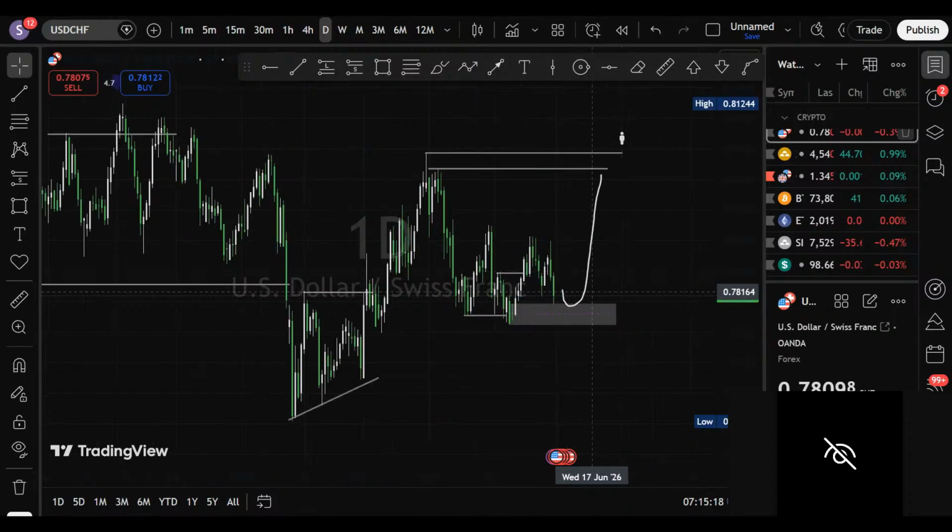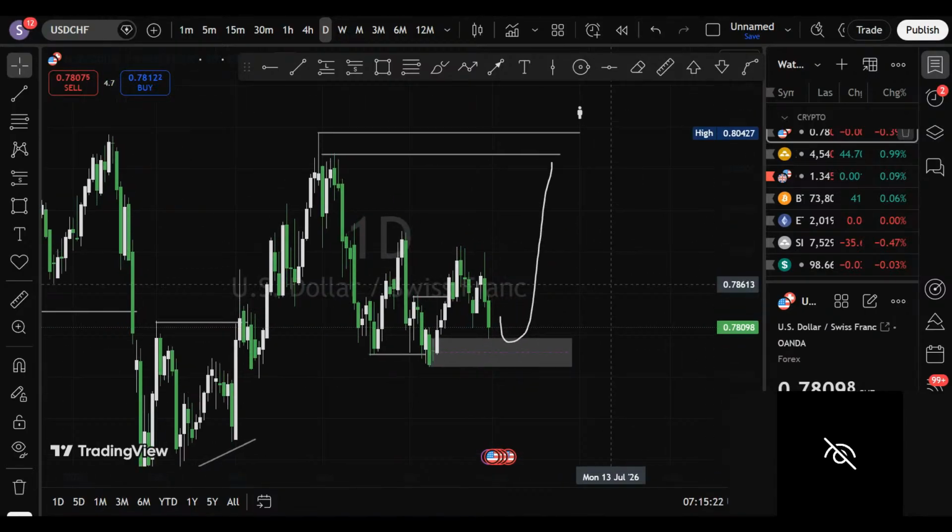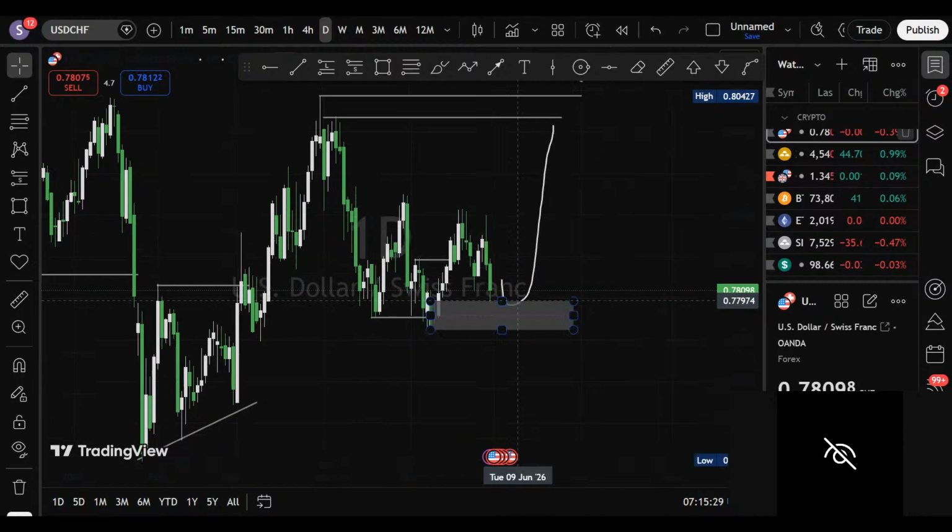So guys, that's my view on USD CHF and GBP USD. I'll be looking for a buy on USD CHF and a sell on GBP USD.